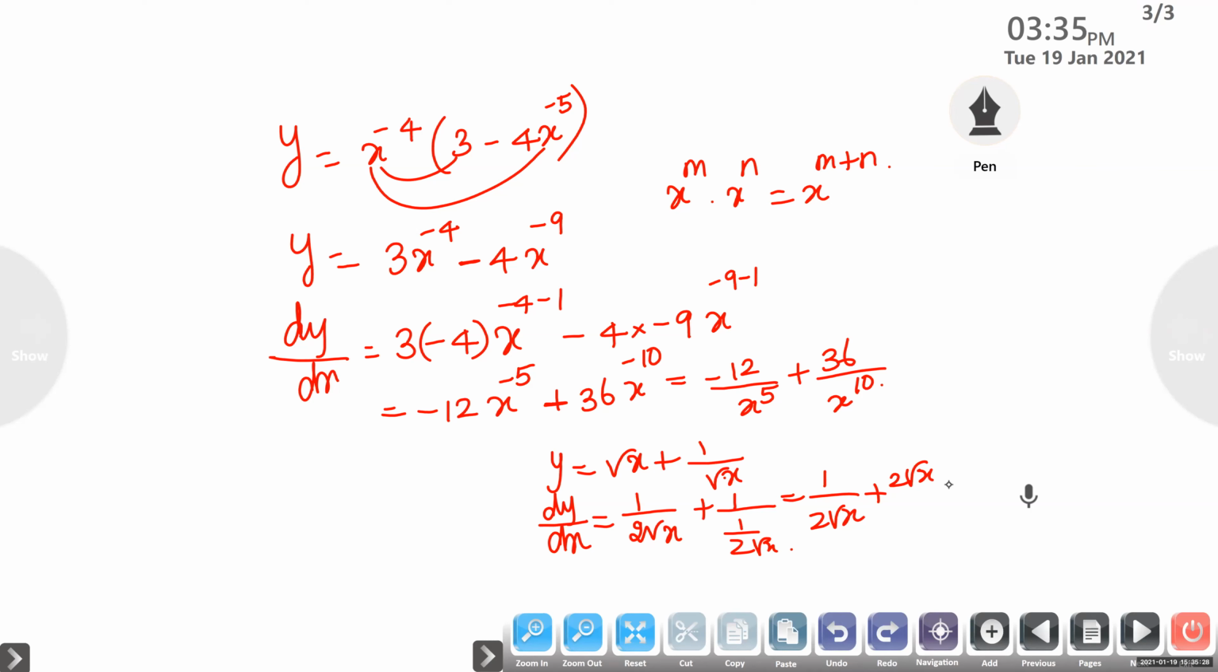Whenever we have 1 by x raised to n, it is the same as x raised to minus n. We have it in the denominator, so if you take it to the numerator, the exponent will be negative. Is it clear? Is it okay? Yes, ma'am.